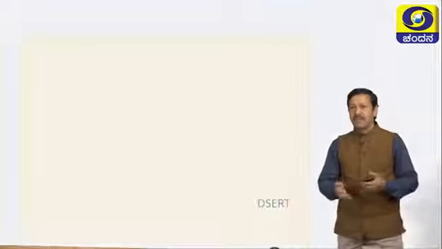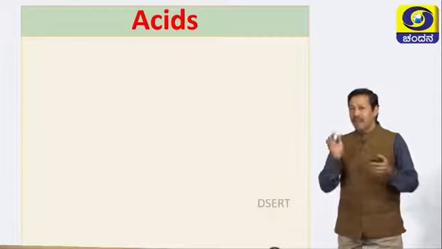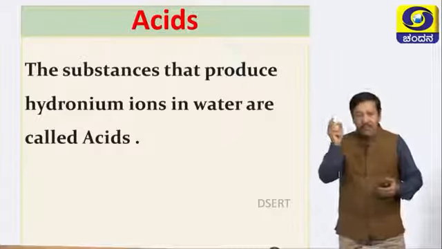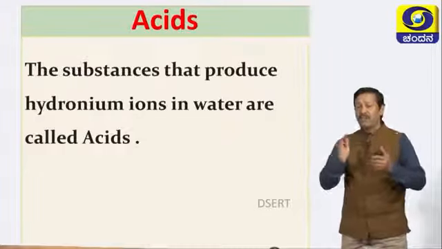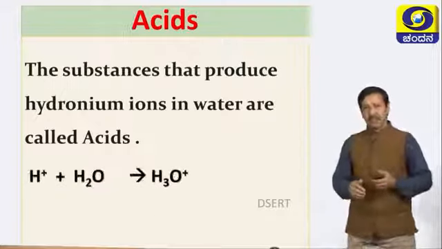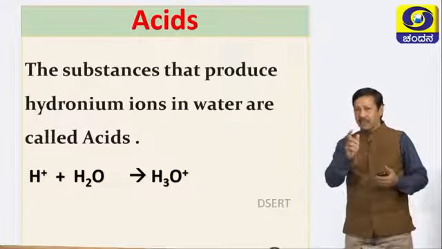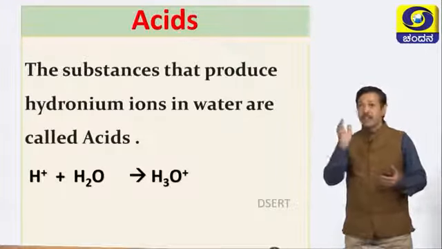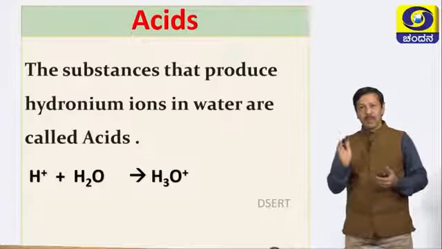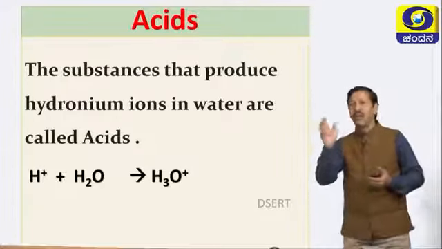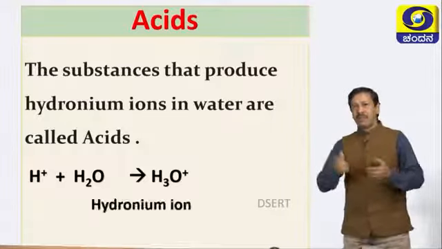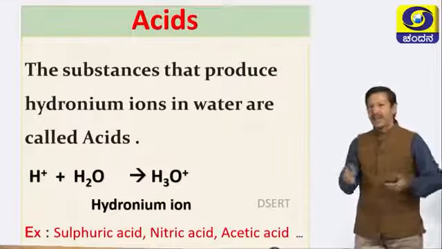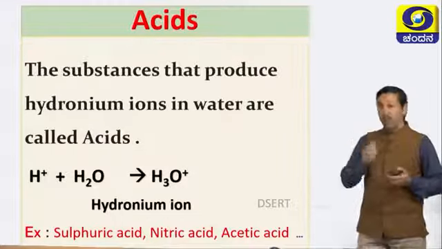Now let us learn one by one. Acids. What are acids? The substances that produce hydronium ion in aqueous or water medium are called acids. Example, H plus when added to water, that means acids contain H plus ion. They release H plus ions in water and produce hydronium ion. Examples of acids are hydrochloric acid, nitric acid, acetic acid, sulfuric acid and so on.